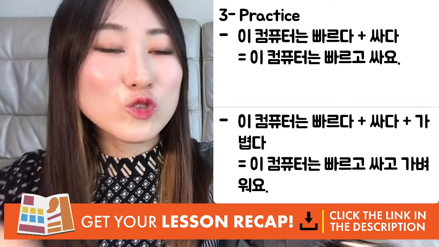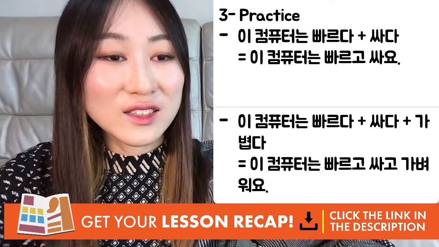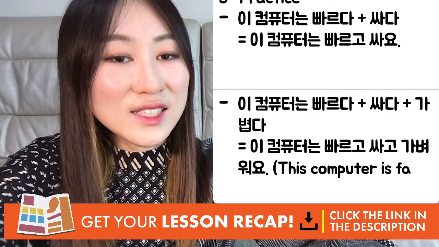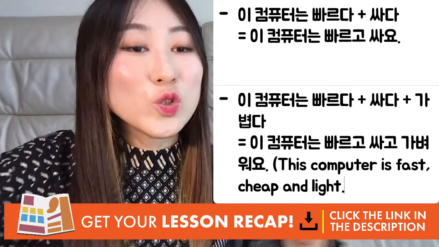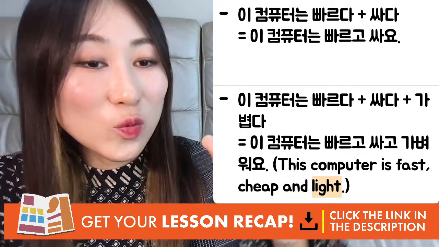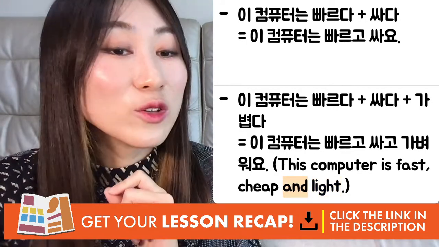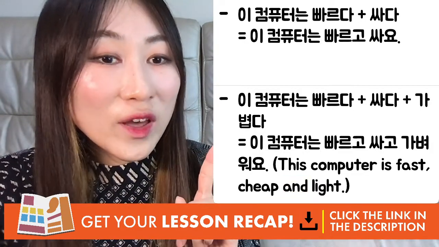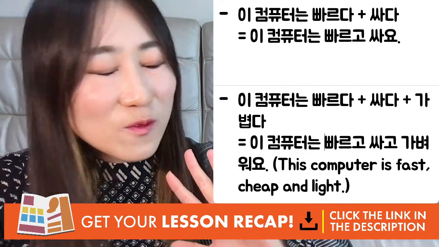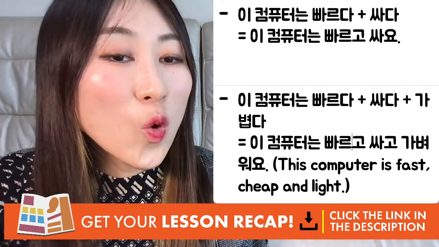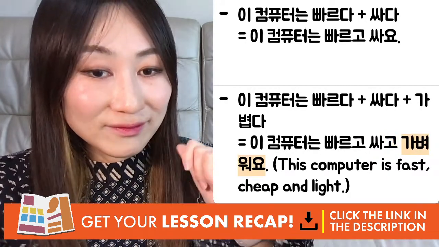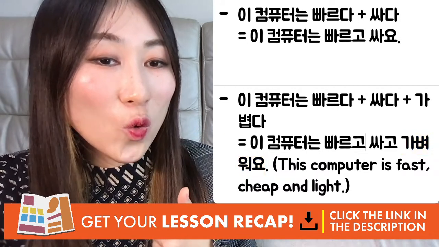Please remember, in English, you use and only once, right? If I change this to English, it will be like this. This computer is fast, cheap, and light. You put and before the last adjective, noun, or verb, just once. In Korean, it's different. Whenever there are two adjectives or two verbs or three verbs or five adjectives, you always put 고, 고, but you just don't use 고 on the last verb or adjective. Make sense? You always conjugate with 고, 고, 고.